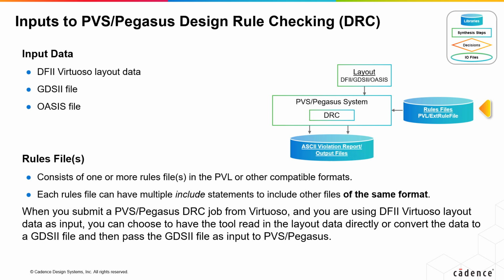The DRC rule file comprises one or more rule files in PVL or other compatible formats. Each rule file can include multiple statements to include other files of the same format. When you submit a PVS or Pegasus DRC job from Virtuoso using DF2 Virtuoso layout data as input, you have the option to allow the tool to read the layout data directly or convert it to a GDS2 file and then pass the GDS2 file as input to PVS or Pegasus.